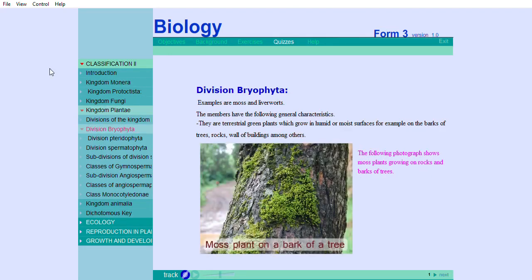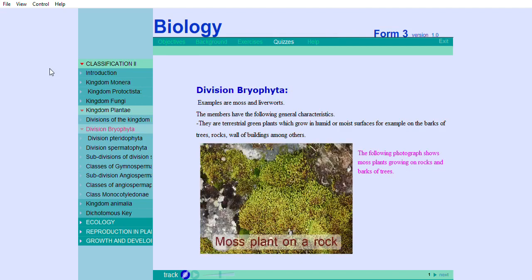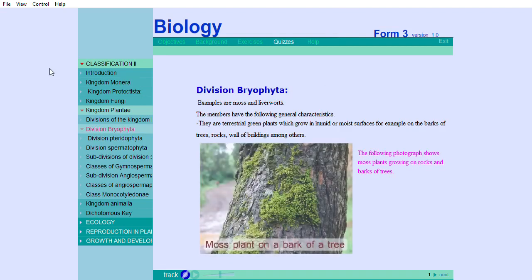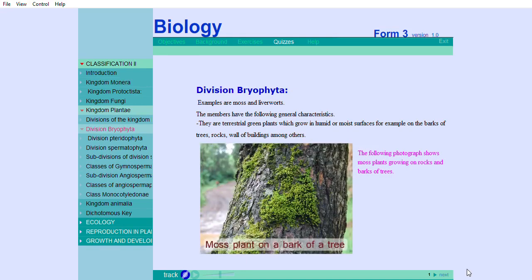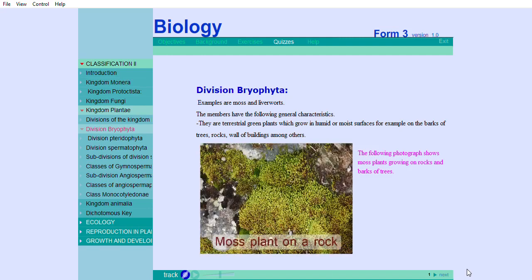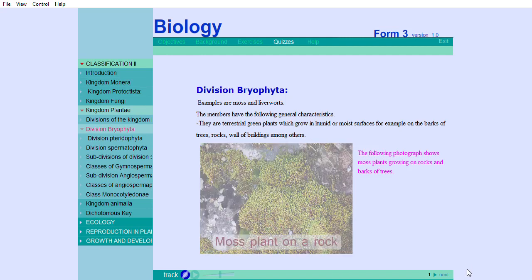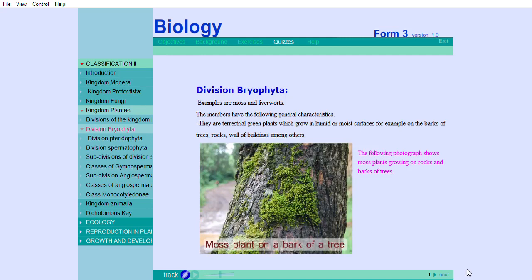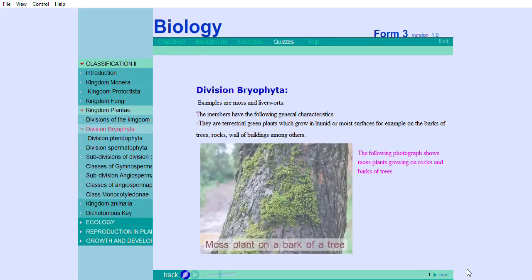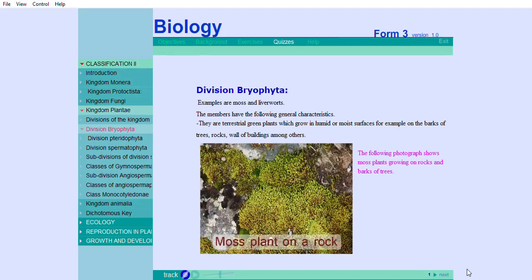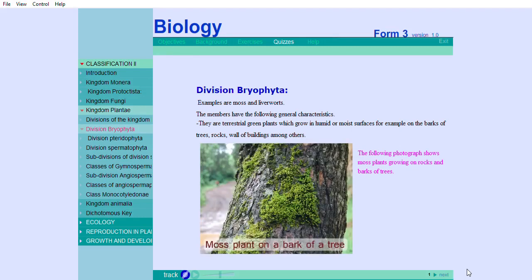Division Bryophyta. Examples are moss and liverworts. The members have the following general characteristics. They are terrestrial green plants which grow in humid or moist surfaces, for example, on the barks of trees, rocks, walls of buildings, among others. The following photographs show moss plants growing on walls of buildings, rocks, and bark of trees.